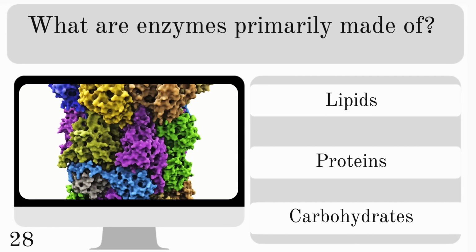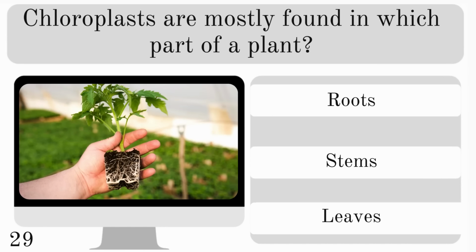What are enzymes primarily made of? Are they made from lipids, proteins, or carbohydrates? And they are proteins. Chloroplasts are mostly found in which part of a plant? In the roots, stems, or leaves? The correct choice here is leaves.